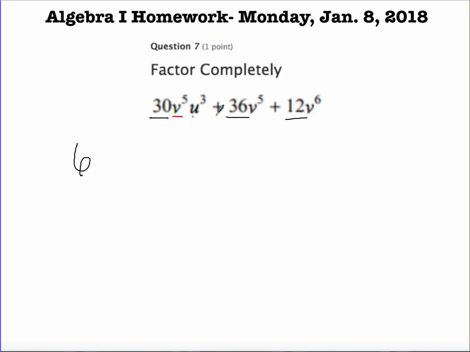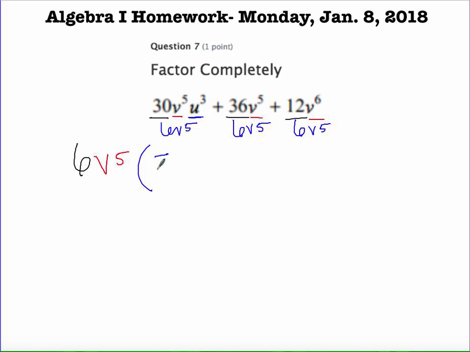Then I've got v to the 5th, v to the 5th, v to the 6th. I can take out at least a v to the 5th. And then this first term is the only one with a u, so I can't take out any u's. So when I take out 6v to the 5th, I'm really dividing all of the terms by the common factor to find what's left.